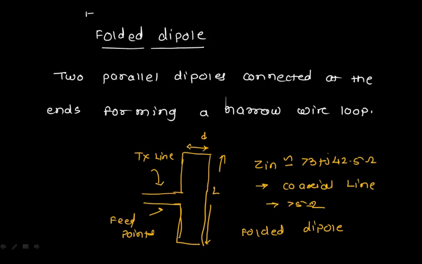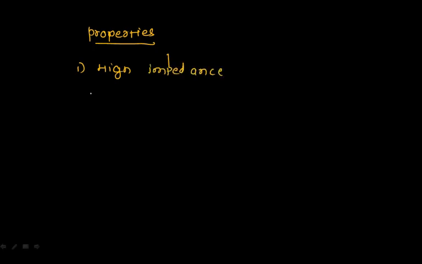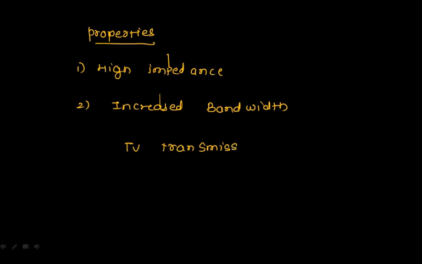So it has two very important properties. The first property: it is having a high impedance and it is having an increased bandwidth. This is very important in TV transmission. Whenever I'm going for TV transmission, what kind of cable am I using? Here the twin lead wires are used, which have an impedance of exactly 300 ohm.